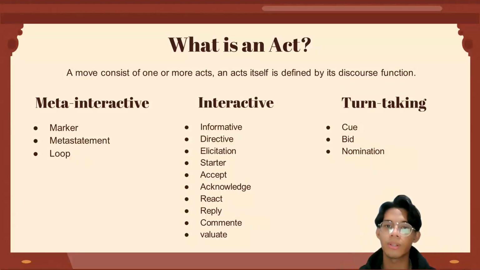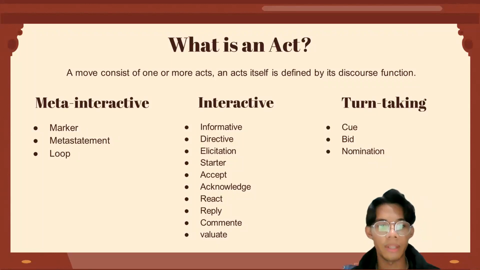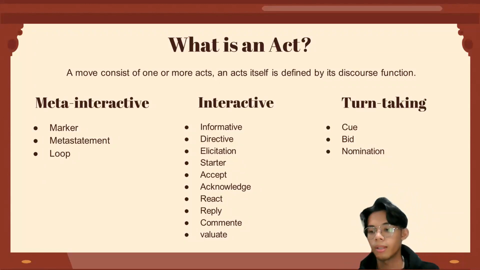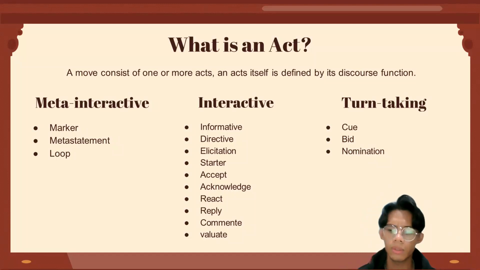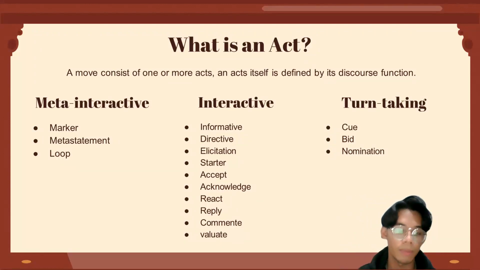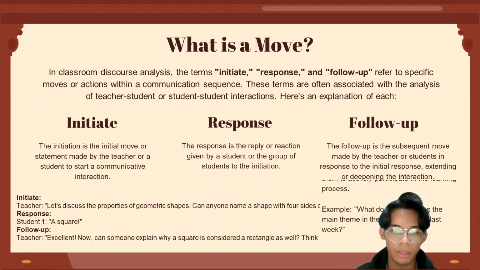And here is also an act, but it's focusing on the classroom settings. So actually we have three main ones here. The main acts are the meta interactive, the interactive, and turn taking. First, we talk about meta interactive. Meta interactive has three acts, which are marker, meta statement, and loop. What is a marker? A marker is the act which realizes framing moves like okay, now, well, right. It's like the first thing you see here.